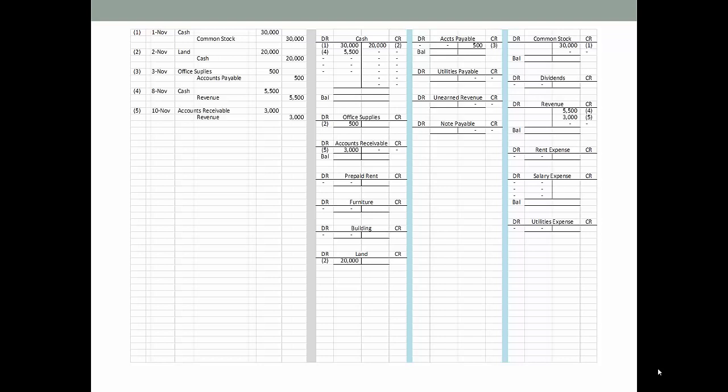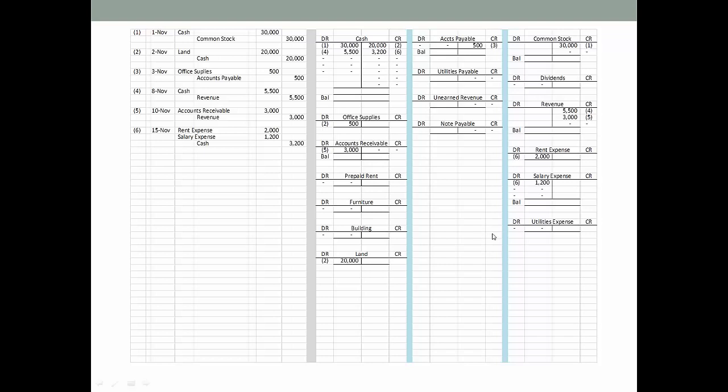Next, we have accounts receivable that we got instead of being given cash for the revenue, the services that we performed. Accounts receivable is an asset, so we're going to debit accounts receivable, and then we're going to credit revenue, number 5.